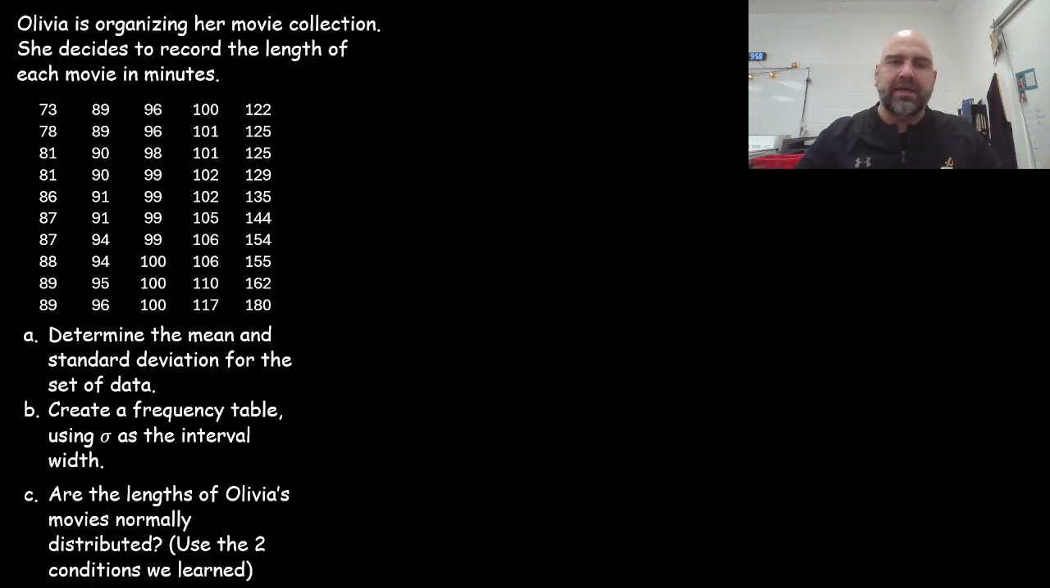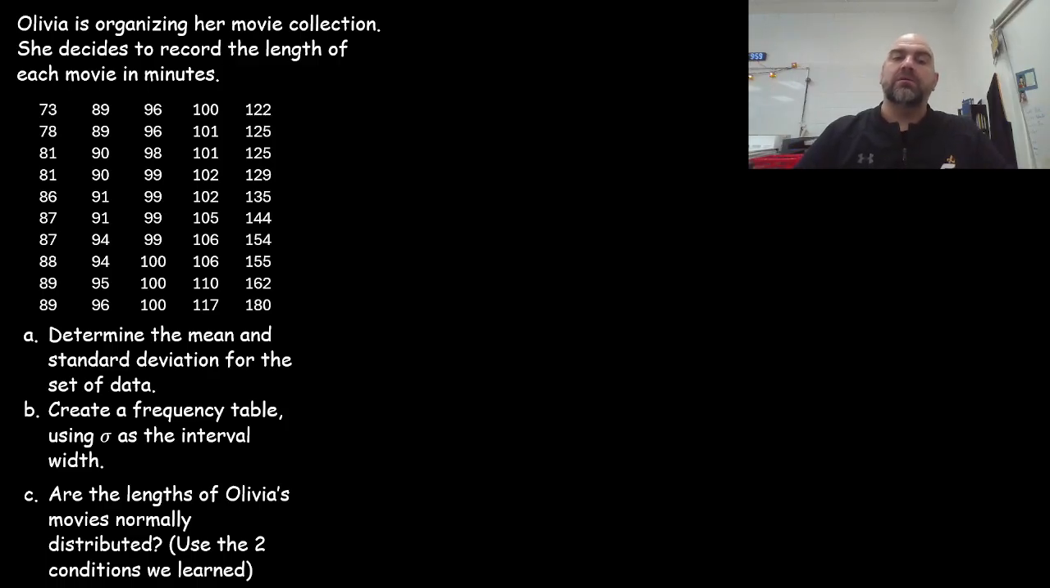I've done them from least to greatest, which is probably going to help us out a little bit. If they're more scattered, it's a little bit harder to figure out what they are, but that's okay. We can still very easily do that if we need. So the first thing we're going to do is determine the mean and standard deviation for the data set.